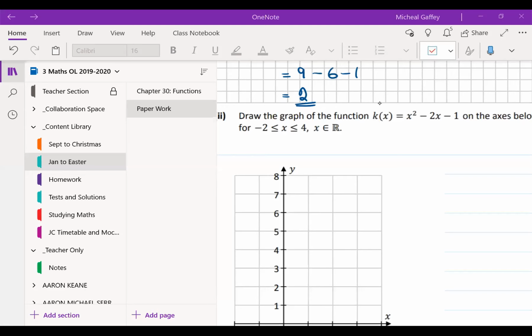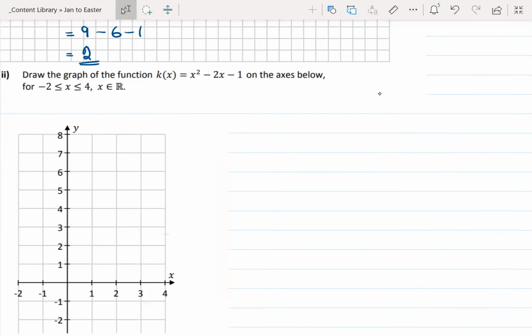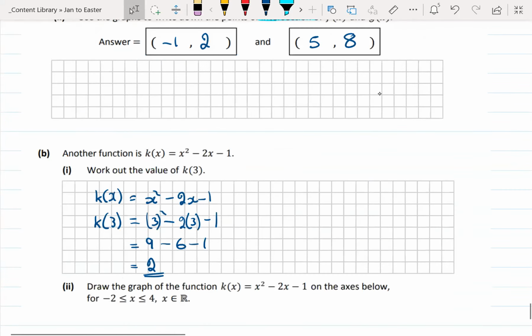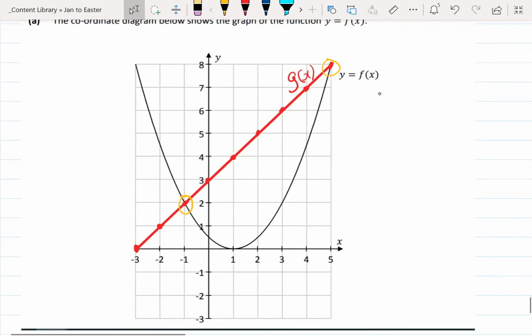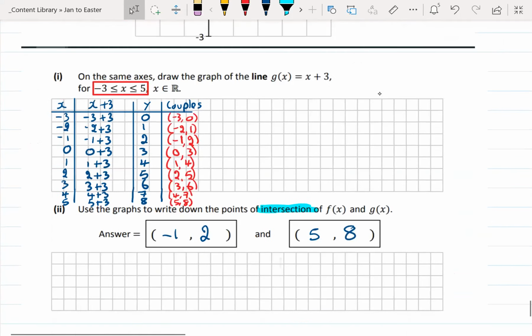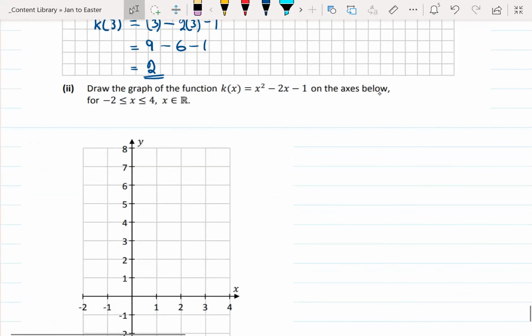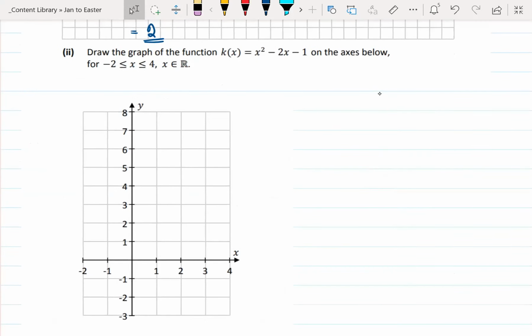Okay, guys, back here to finish question 12, I think. Question 12. We've done A, we've done B part 1. So here we have a quadratic function, and here's our domain.